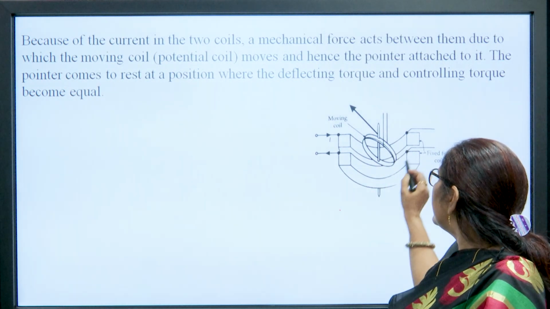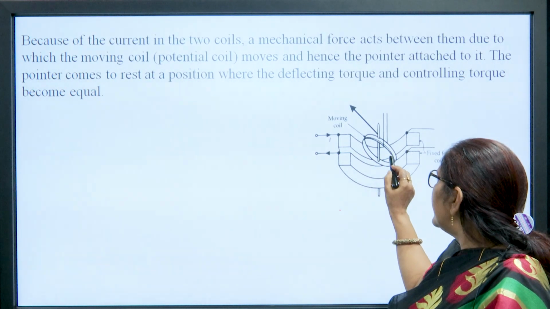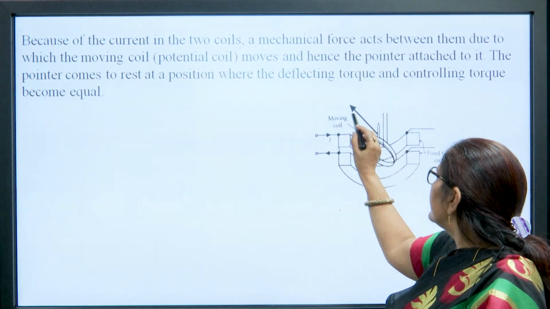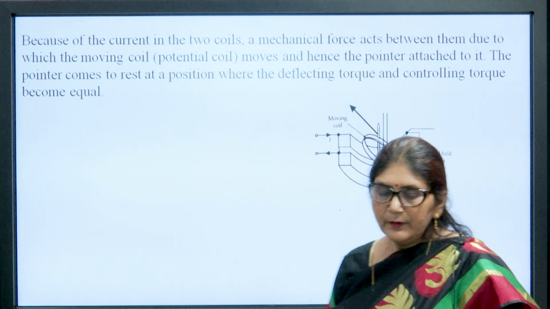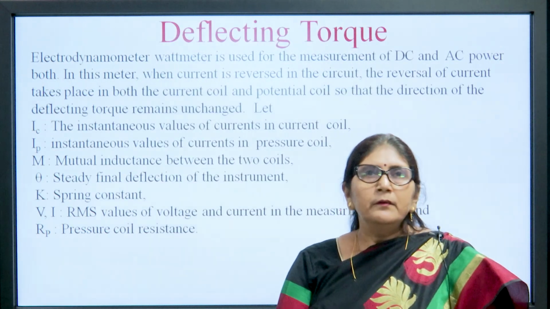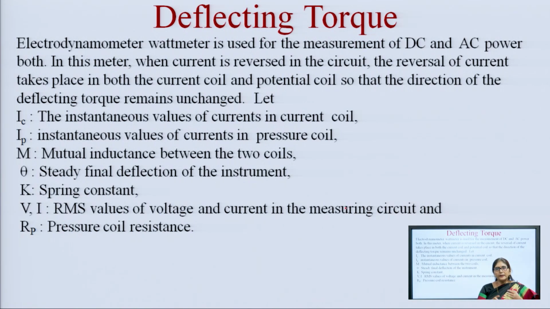Here we can see these are the two magnets, and in between them the current coil is placed, and the moving coil is placed, and the moving coil is also connected with the pointer. Now, deflecting torque. We have to find out the relationship between the deflecting torque and the current and voltage, that is, we want to measure power. So, whether the deflecting torque is proportional to power or not. The electrodynamometer instrument is used for AC and DC both.